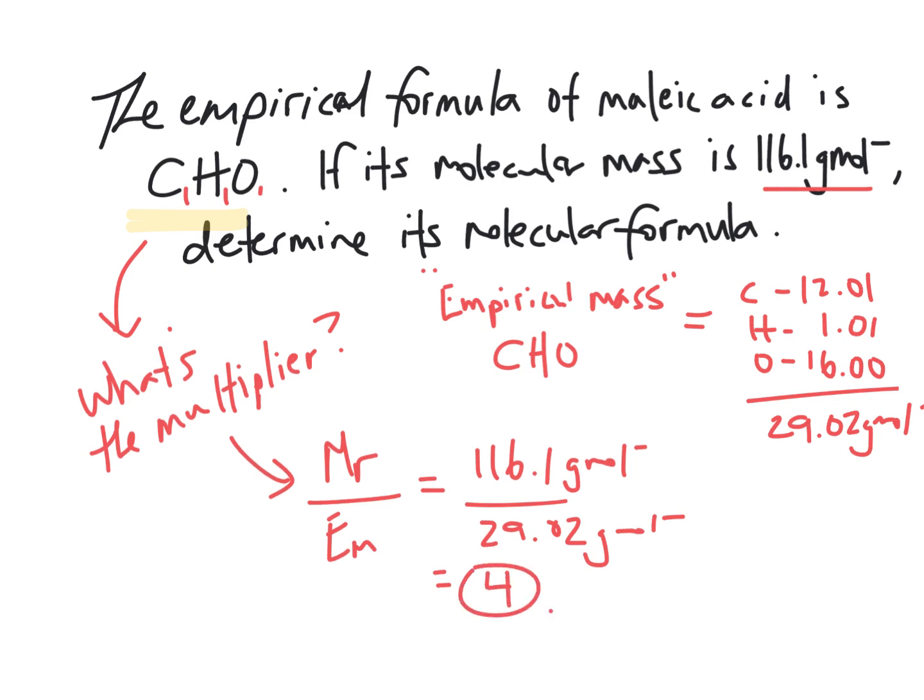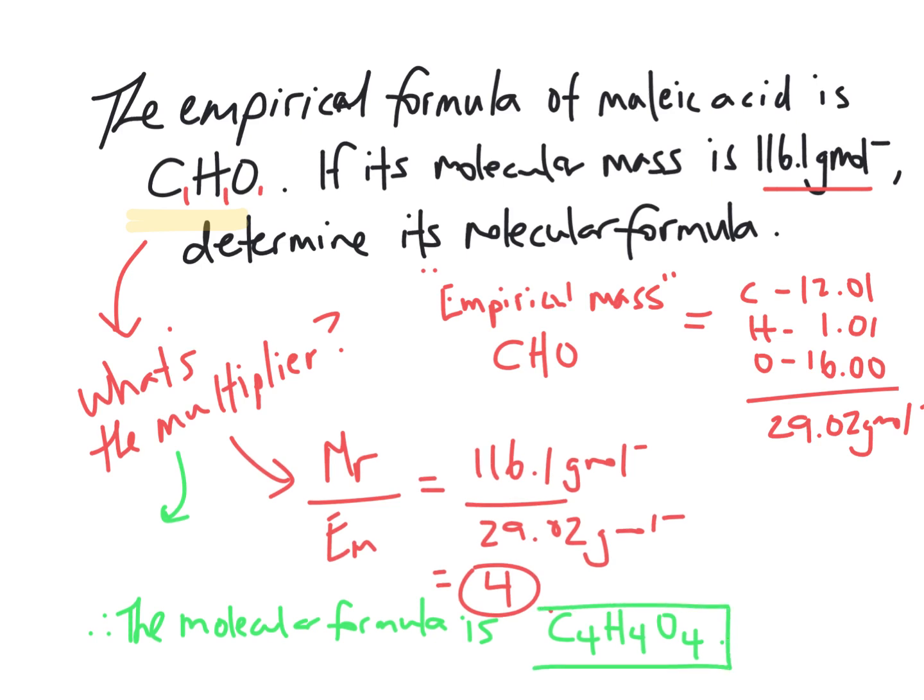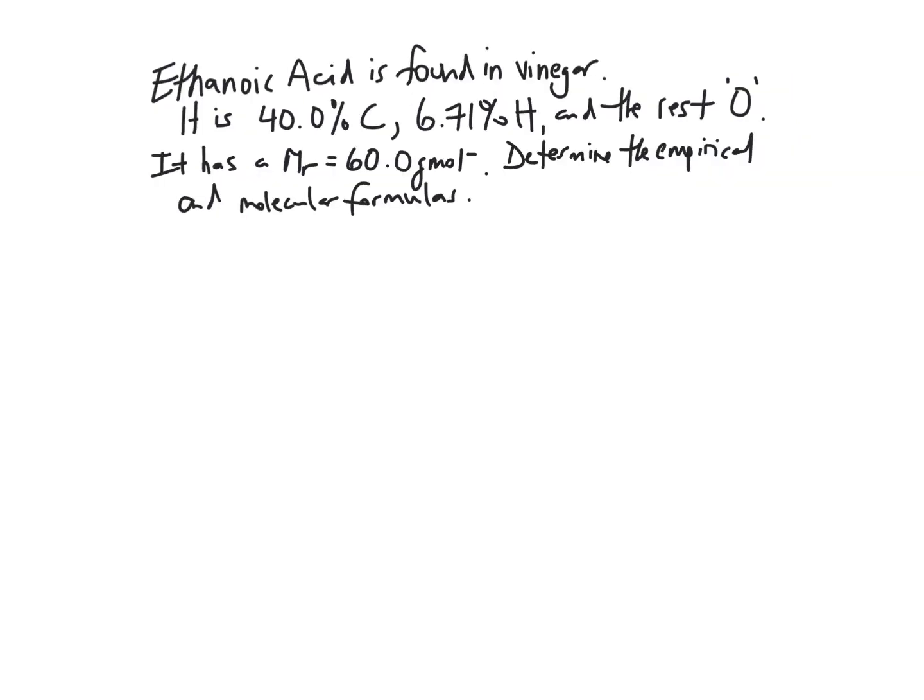Okay, phew. So this means we are going to multiply every subscript in the empirical formula by 4. So in the end we would say the molecular formula for this compound, which is called maleic acid, is C4H4O4. Okay, we're up against this one.